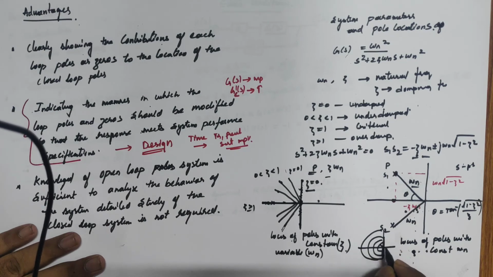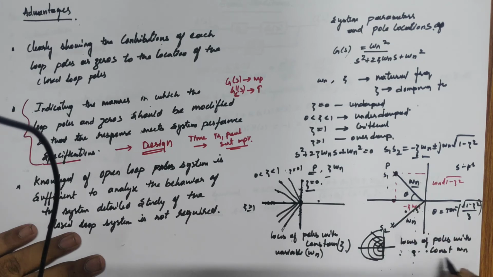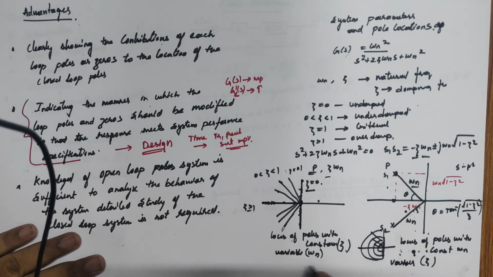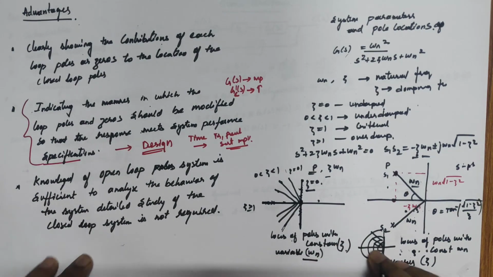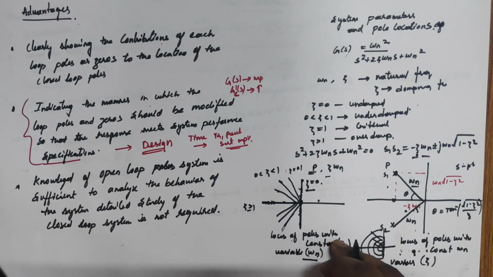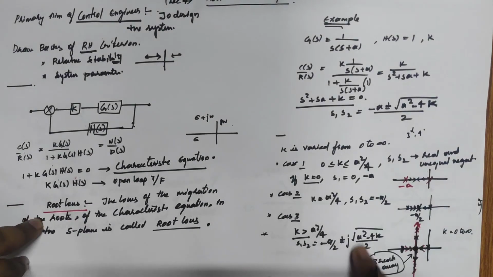So my zeta value is constant with variable omega n. This is variable zeta and this is variable omega n. This is the locus we obtain. So this is about the root locus technique. Majorly you need to understand this.